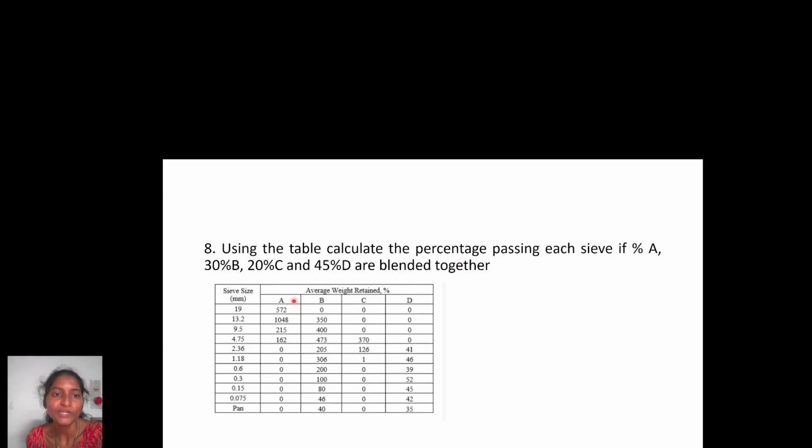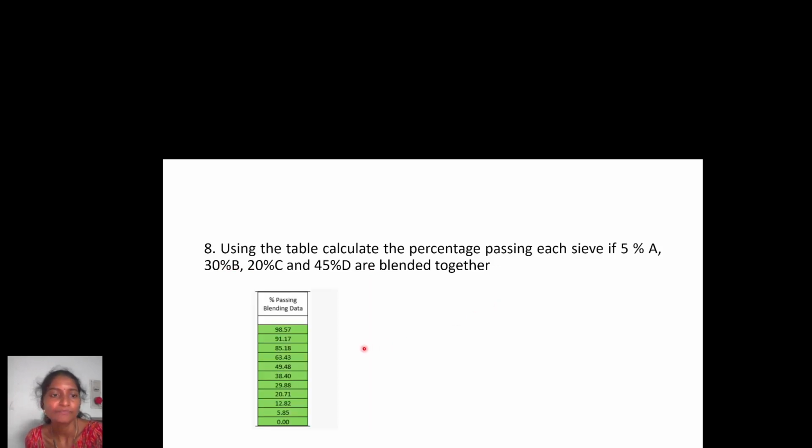We already know the weights retained. We know how to calculate, so we can calculate the total weights. Then we can calculate the percentage weights retained. Then if you do 100 minus that, you will get the percentage passing also. Then we can multiply with these factors and we will get the percentage passing as this much.